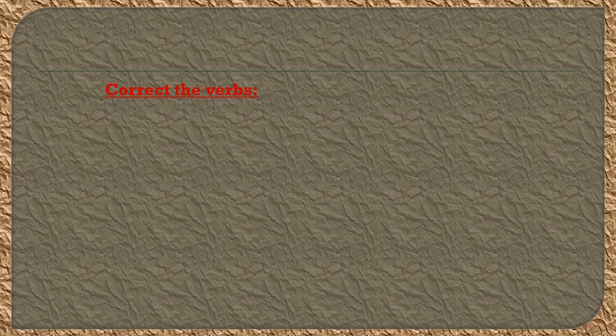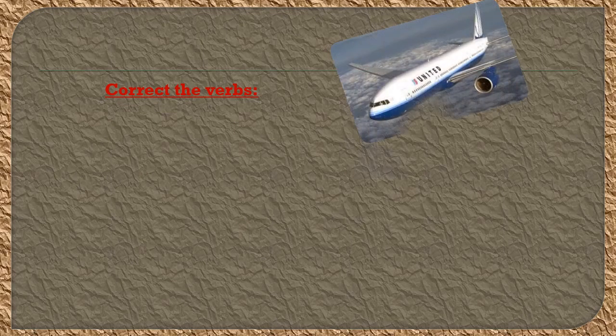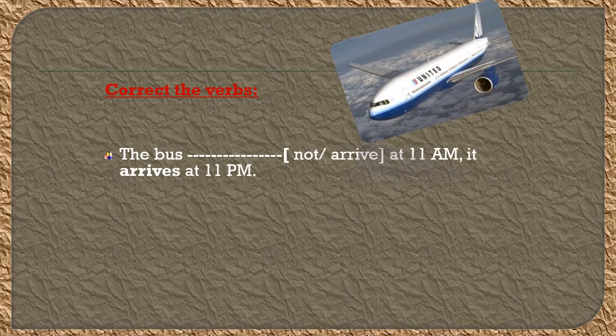Correct the verbs. The bus not arrive at 11 a.m. It arrives at 11 p.m. How can we change it into negative here in the present simple tense? The bus doesn't arrive at 11 a.m. It arrives at 11 p.m.